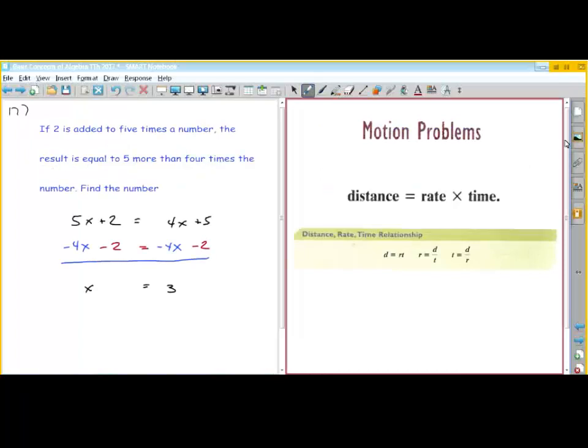Okay, let's do another one here. No, this is a different one. Motion problems, yeah.